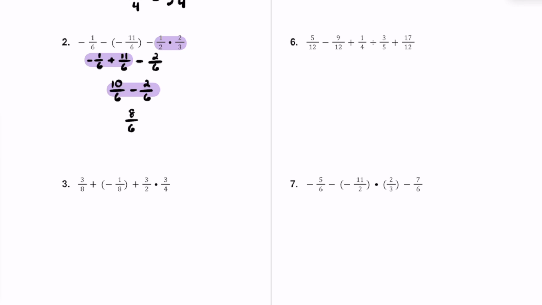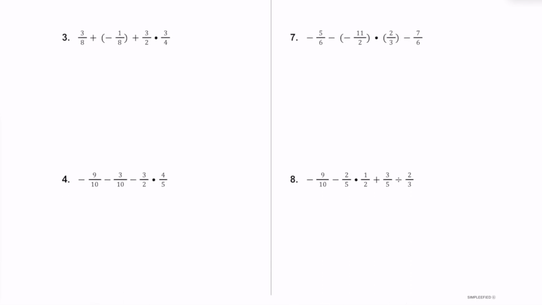And this one can be simplified, so let's go ahead and do that at the end. Divide both top and bottom by their GCF of 2. And so we're going to say this is going to be 4 over 3. And if you want to write a mixed number, we can write 1 1/3. All right, for number three, for this one, looks like we have two addition problems and a multiplication problem.